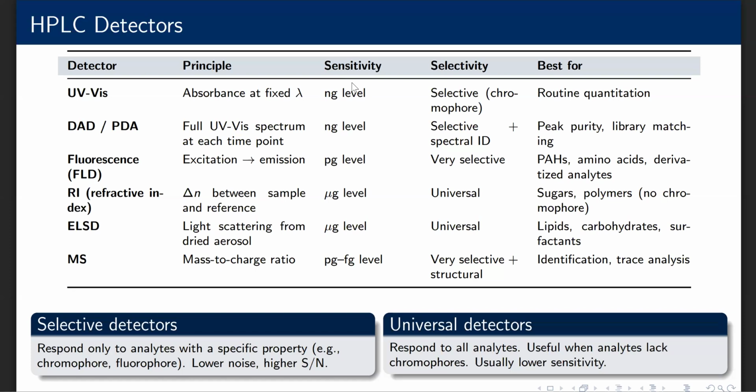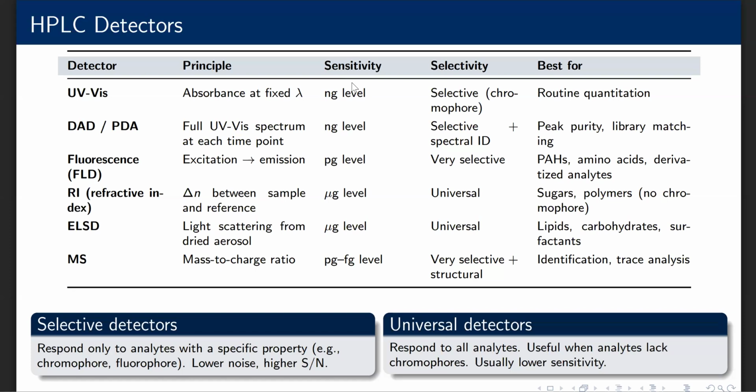a peak. Fluorescence detection reaches picogram sensitivity, but only works for analytes that fluoresce naturally or can be derivatized. Refractive index is universal. It responds to any analyte, but it is not very sensitive and cannot be used with gradient elution because the changing mobile phase composition changes the refractive index. RI is standard for sugars and polymers.